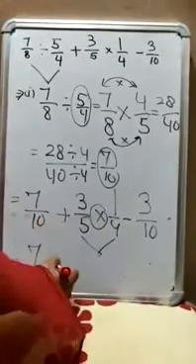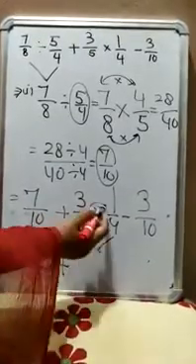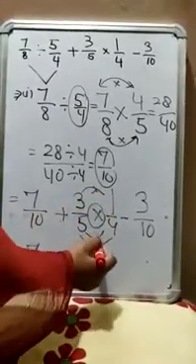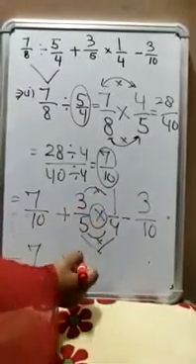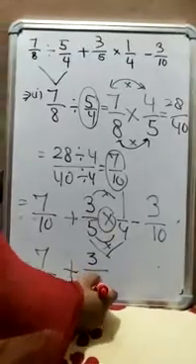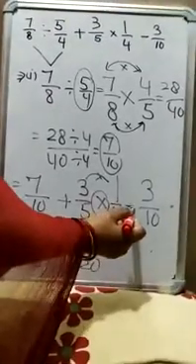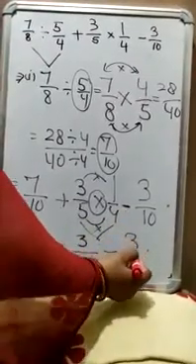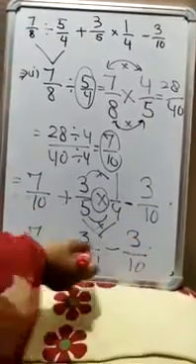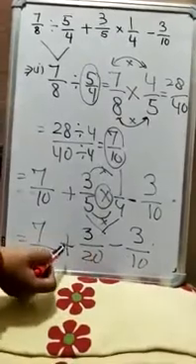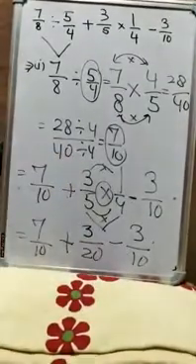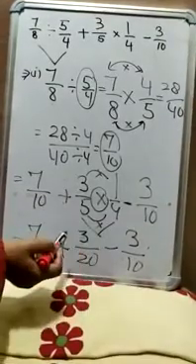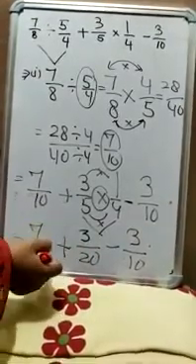Now 7 by 10, put the addition sign plus. Now solve it. Numerator will be multiplied with numerator and denominator with denominator. So 3 1s are 3 and 5 4s are 20. Now write down this minus sign and then 3 by 10. So again it has more than one operation, plus and minus. Now come to the next step. Which one will we do first, addition or subtraction? We have to do addition.